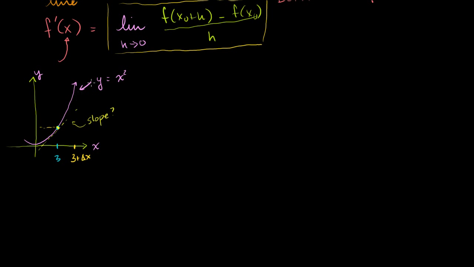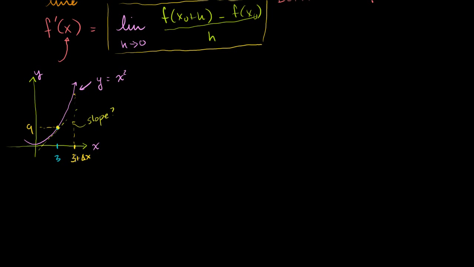This is the curve y is equal to x squared. So f of x is 3 squared. This is the point 3, 9 right here. Let me draw that out in a second. And what is this point right here? So if we were to go all the way up here, what is that point?